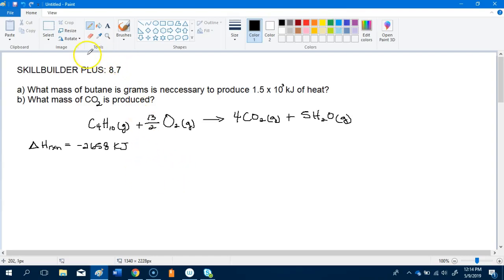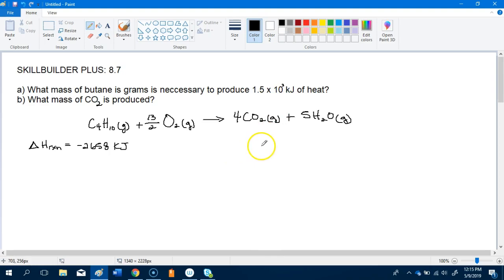Hi, in this video we're looking at Skill Builder Plus 8.7, and this is a great question because it's now looking at energy that's emitted, or heat that's emitted. It is looking at the fuel that's going in, but instead of calculating how much heat is produced, that's already given, and the question is how much butane you have to put in the reaction, how much fuel to create that heat.